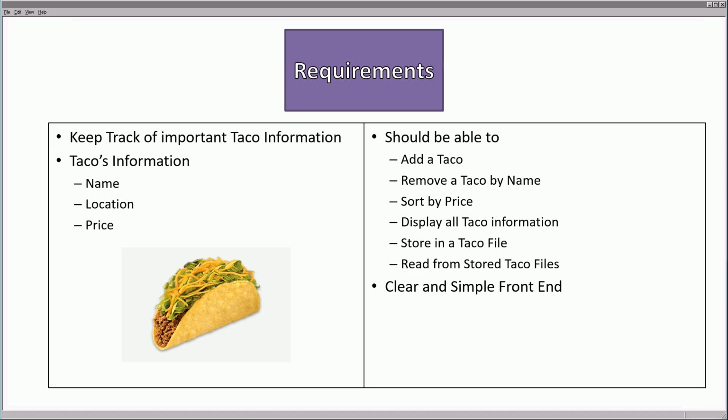So when I'm thinking about functionality that this software should have, I should be able to add tacos to this collection. I should be able to remove tacos by their name. I should sort them, and I'm just going to say, let's sort them by price. It should be able to display all of the taco information that's held in the collection. We should also be able to store this information in a taco file that can be read whenever we run this software. Now finally, we need a clear and simple front end to use this software. So this is what we require: collecting taco information, being able to add, remove, sort, display, store, and read from taco files, and a clear and simple front end.